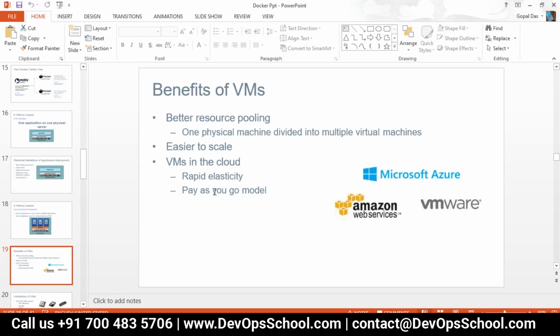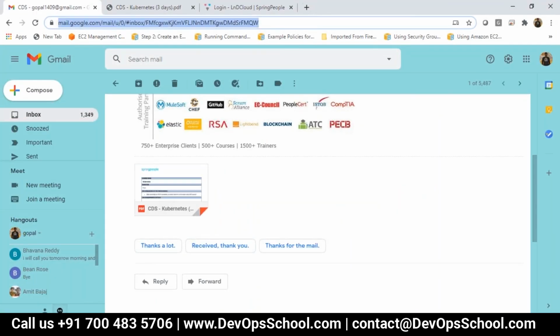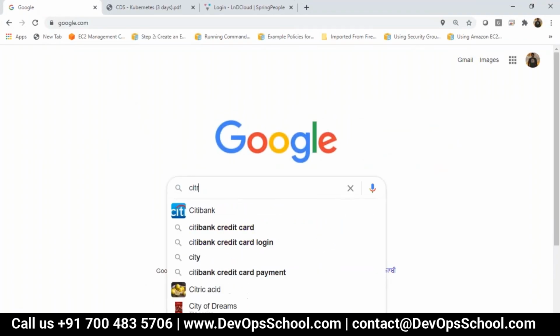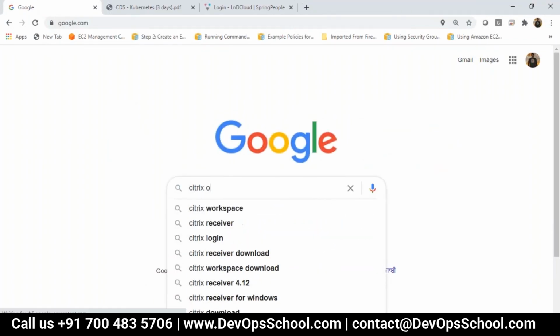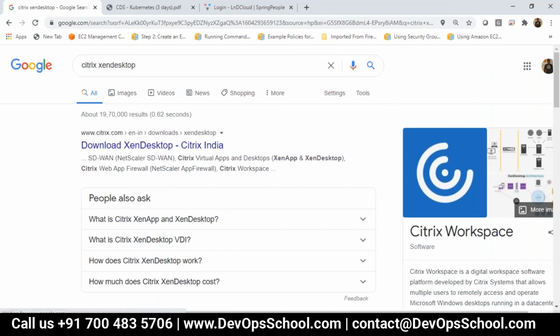They are on top of Citrix, Xen Desktop. Okay. Have you heard about Citrix or Xen? Anyone heard about Citrix or Xen Desktop? We are using Citrix. So the whole Amazon environment was built on top of Citrix only. Okay.